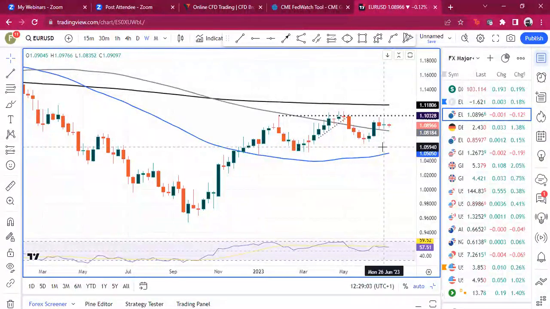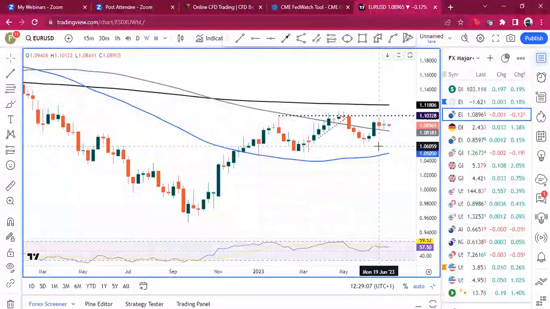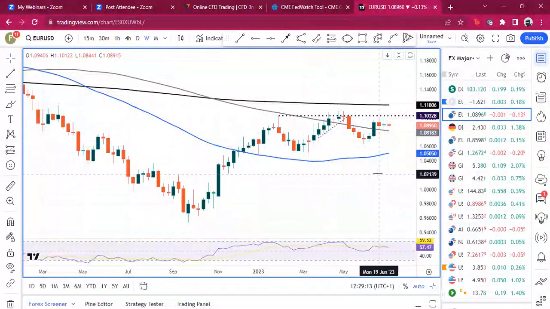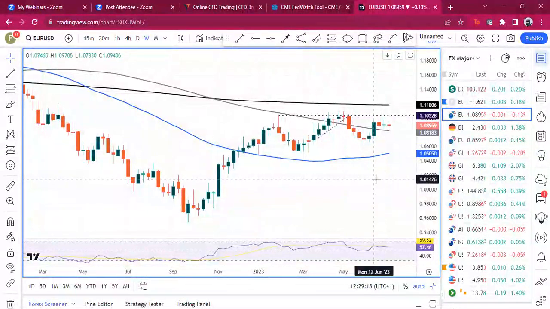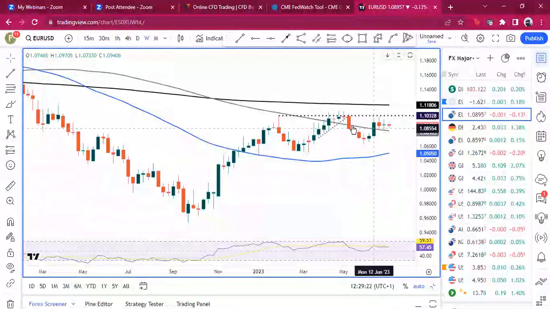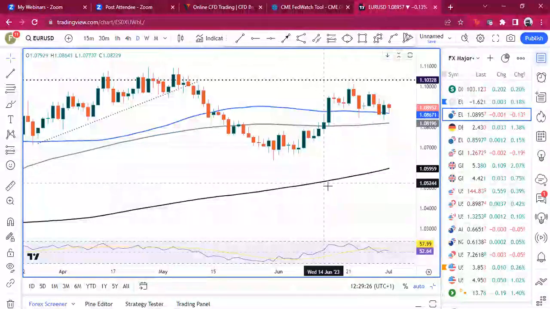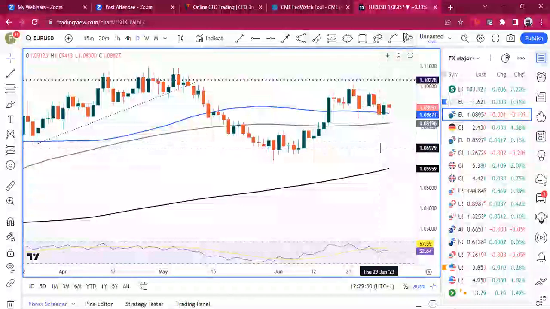So resistance 109.76, before then 110.12, and then 110.32 is a key level for us on the upside. Downside, so support probably around the lows you can see from last week, so 109.09 and then 108.91, and then near term, the 50-day moving average 108.67, and then below that 108.19.